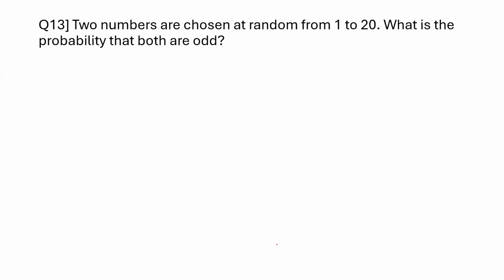Next problem. Two numbers are chosen at random from 1 to 20. What is the probability that both are odd? What are odd numbers? Odd numbers are the ones not divisible by 2. Those numbers which you cannot divide by 2. Odd numbers are the ones which are not divisible by 2.